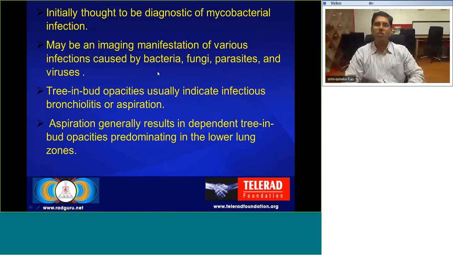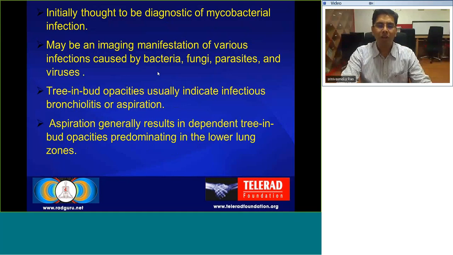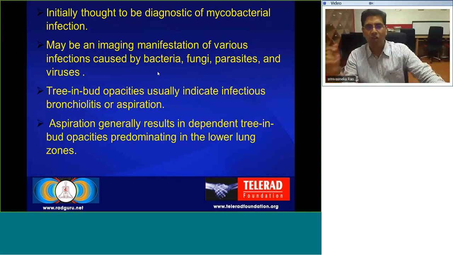Initially, it was thought to be specific of mycobacterial infections, but it has been seen with many other conditions. Hence, it's no more specific for tubercular infections. It can be caused by other organisms like bacteria, fungi, parasites, and viruses as well. And mind you, this appearance is very characteristic of an infectious bronchiolitis. Whenever you see this, you can be very sure that there is an underlying infection.